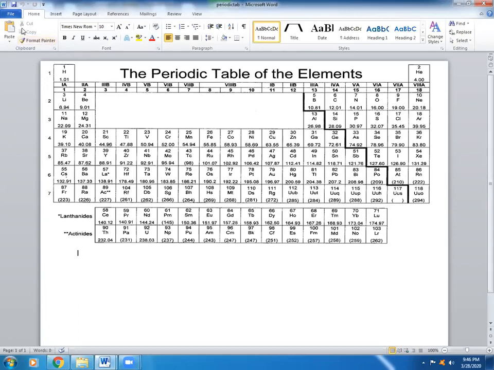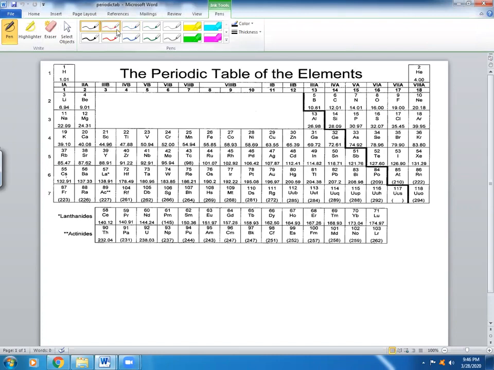You have the periodic table right here. If you have it in front of you, I would like you to pay attention or label your periodic table this way. Number one, these numbers right here on the side, those are the period numbers. That's your n. So this is n equals 1.